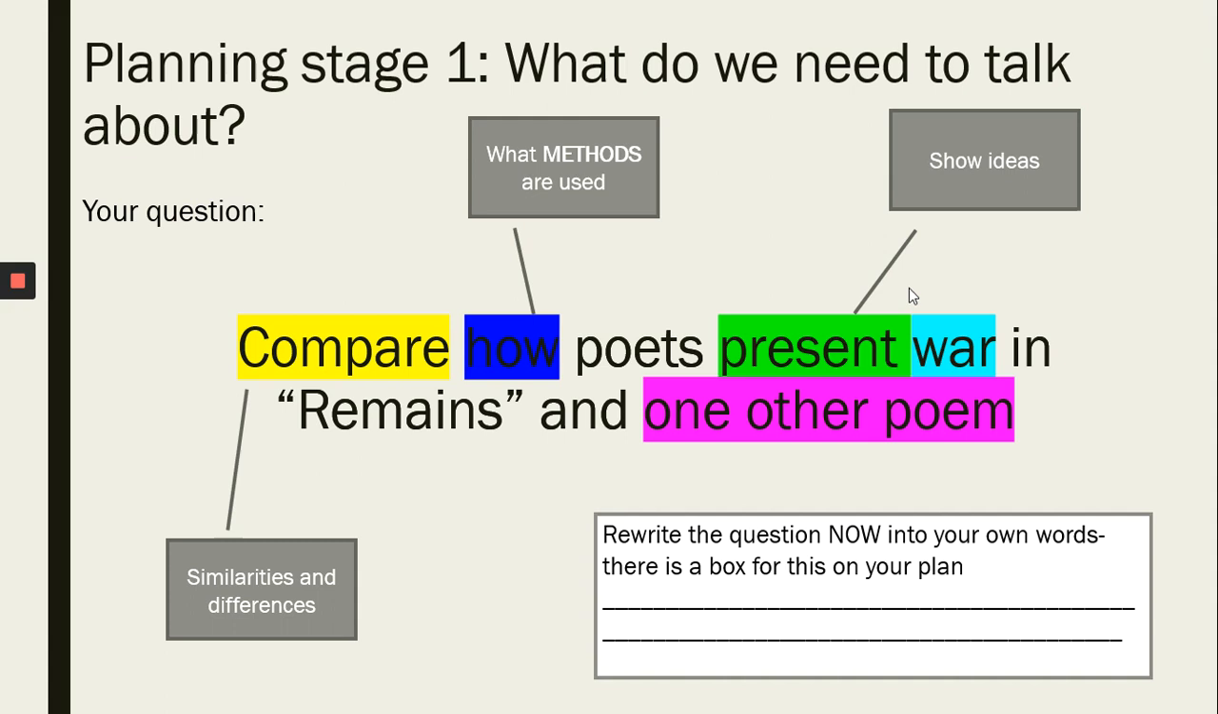Okay, so we should now know what our question is asking us to do. Your understanding of the question should be something along the lines of: talk about the similarities and differences in the way methods are used to show ideas about war in Remains and one other poem. It's a bit more wordy, but sometimes when you rewrite it into your own words, it does make life a lot easier for you. Okay.